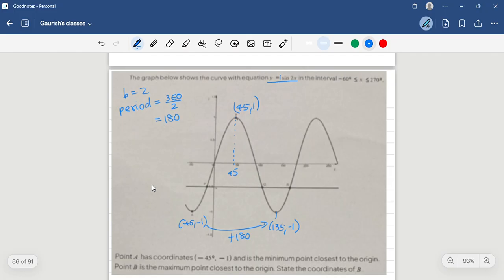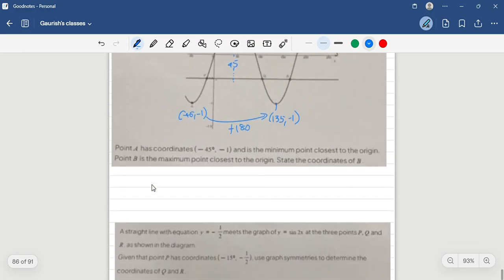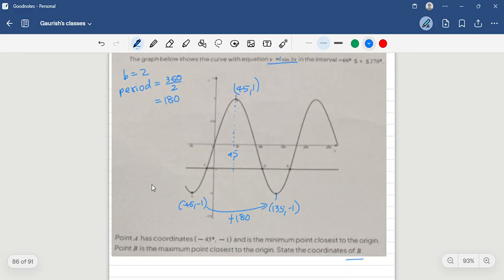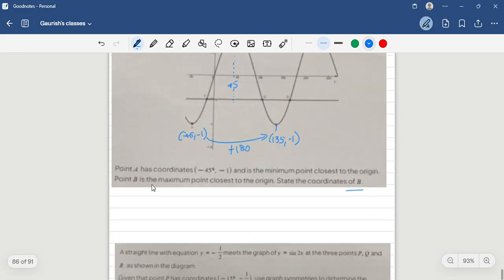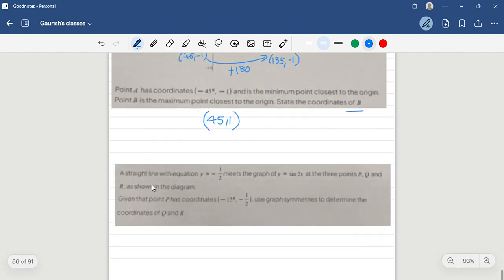Okay, what are they asking? See, I just looked at the graph and figured out what all is given. Next part. Okay, state the coordinates of b. Where's b? I think this is b, so we can easily get it as 45 comma 1. Okay, so always remember this. First you understand whatever is given, and from that whatever basic things you can understand. Okay, break down the question.